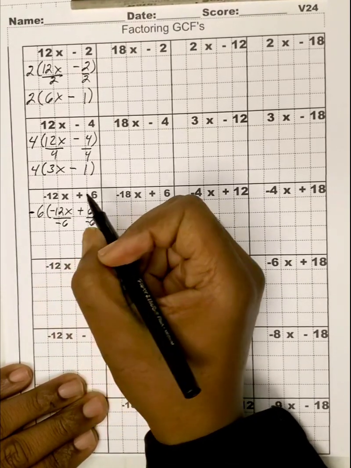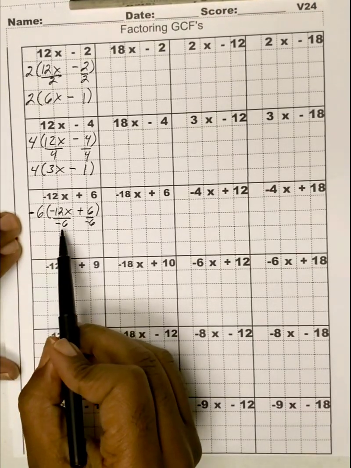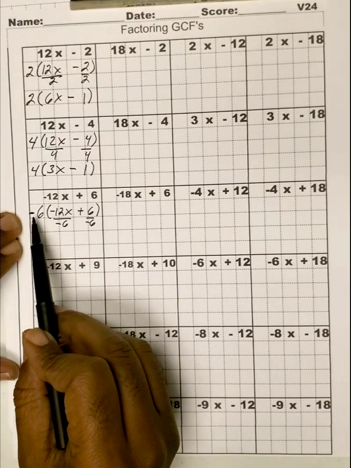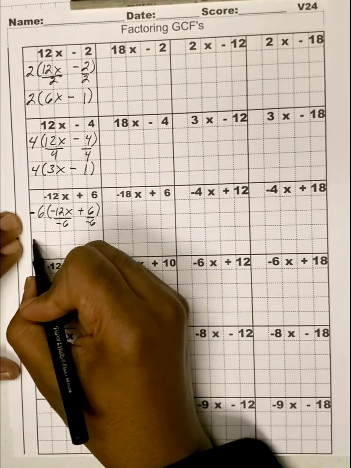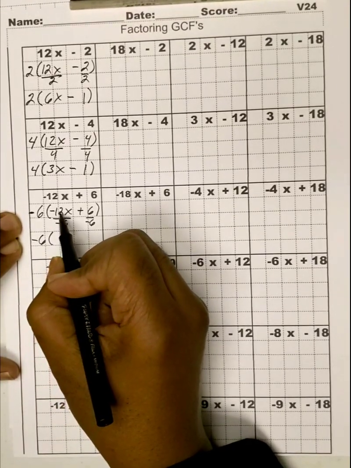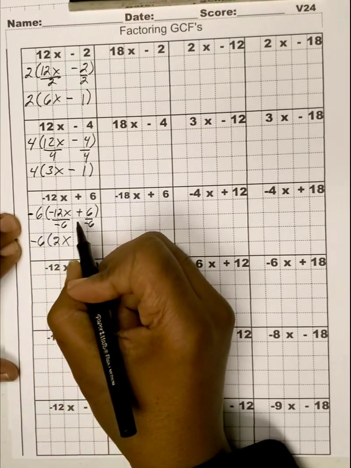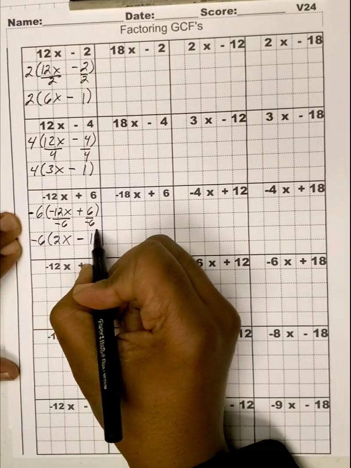And the tendency is to lose a lot of these negatives. The negative 6 here, negative 6, negative 6 here. Many times, these negatives are not written. Okay, so this will be negative 6 here. And negative divided by negative is positive. 12 divided by 6 is 2 and x. Positive divided by negative is negative. 6 divided by 6 is 1, and close parentheses.